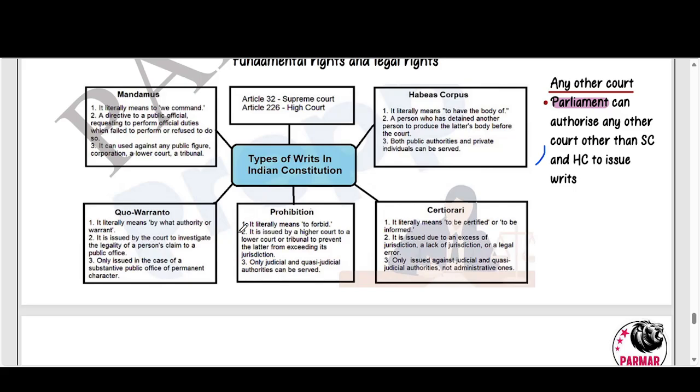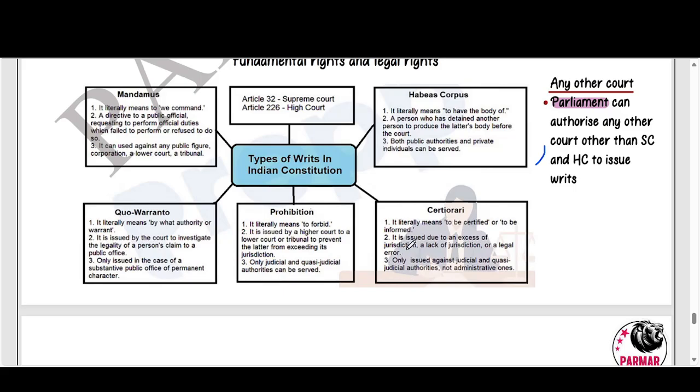Prohibition literally means to forbid. It is issued by a higher court to a lower court or tribunal to prevent the latter from exceeding its jurisdiction. Only judicial and quasi-judicial authorities can be served.